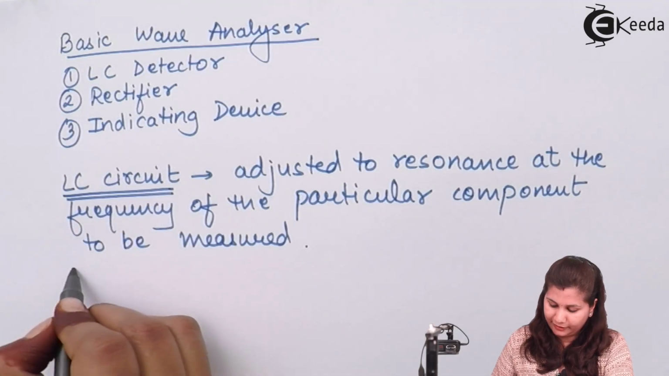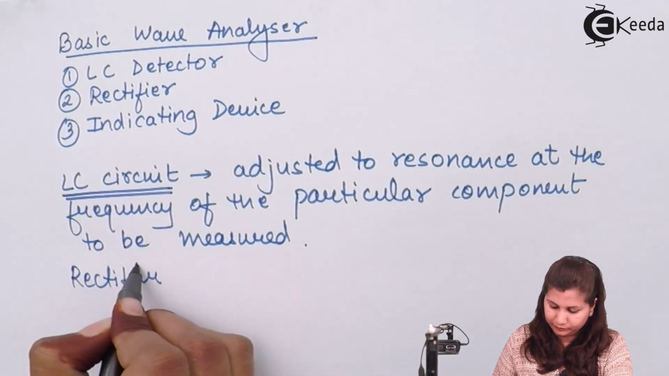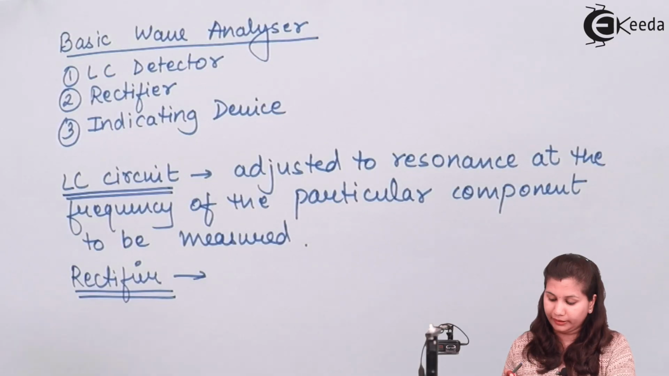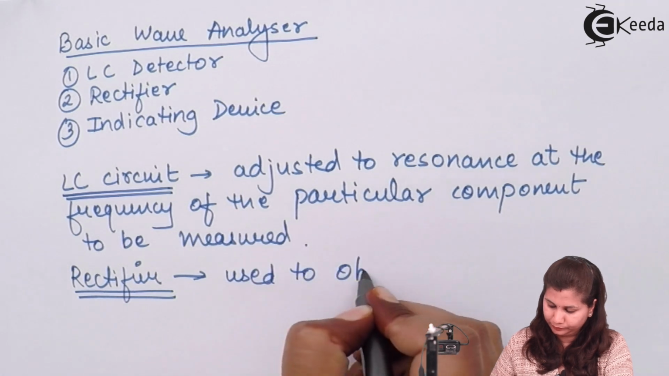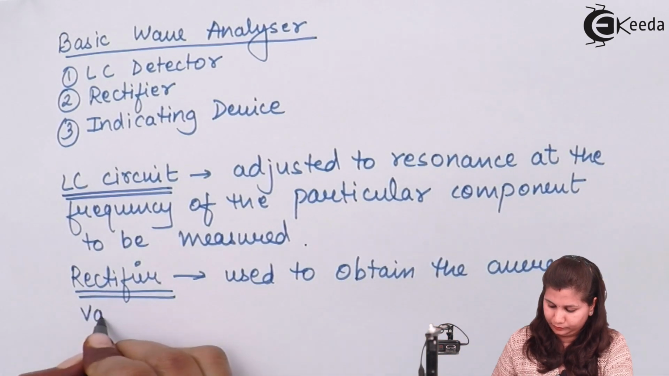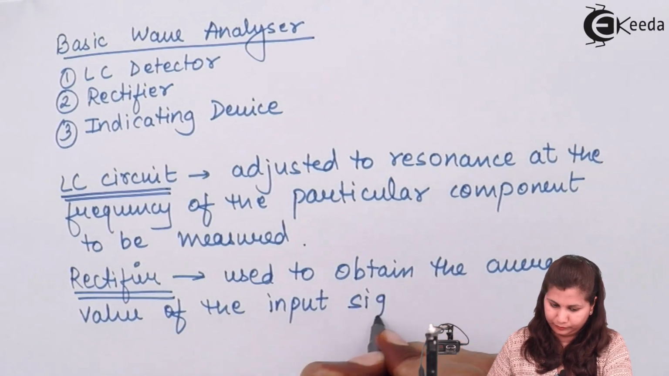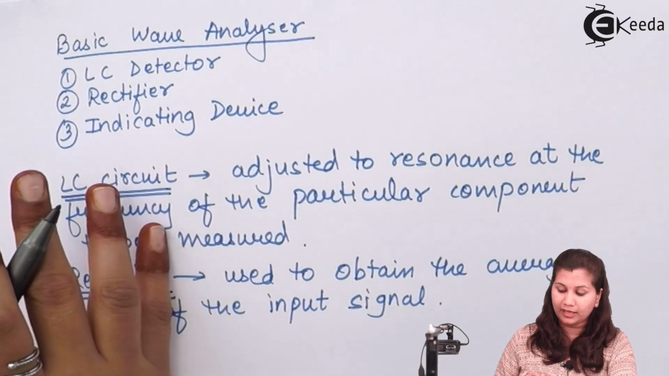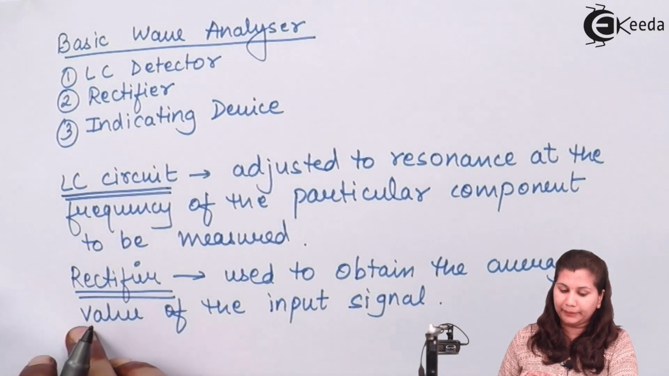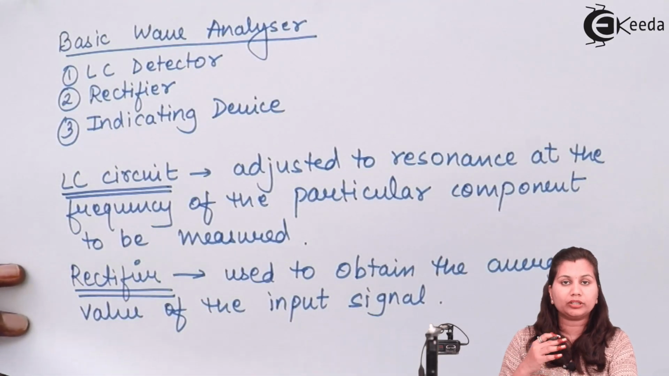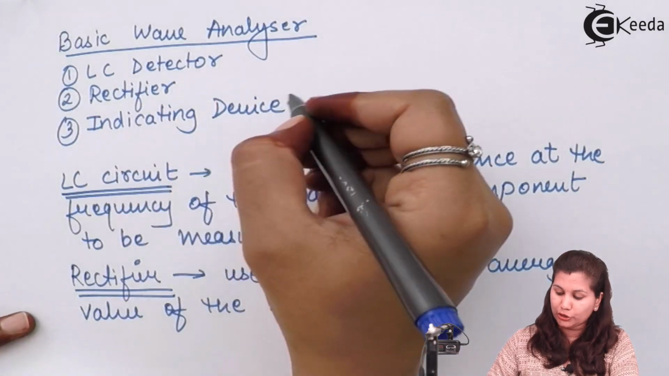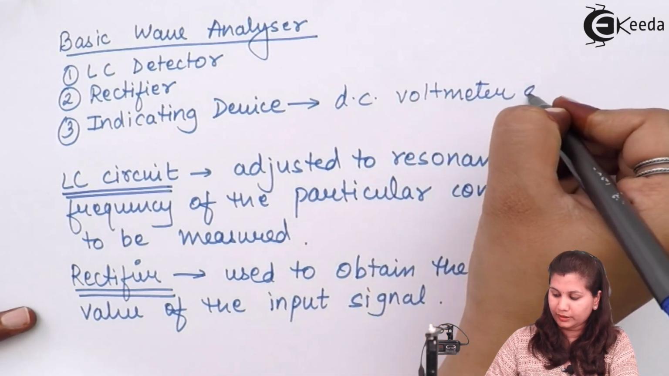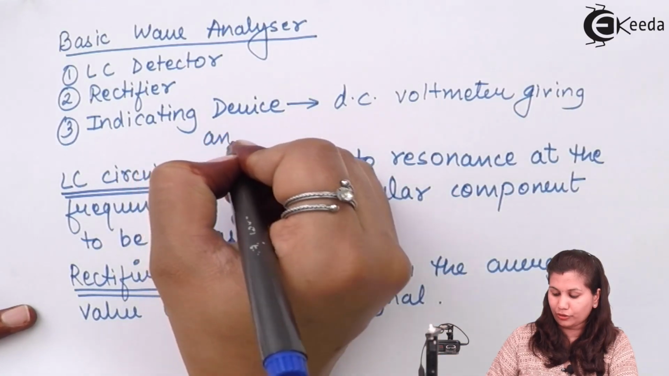Next we have the rectifier. The rectifier is used to obtain the average value of the input signal. After the rectifier, we have the indicating device, which is simply a DC voltmeter, and this DC voltmeter is calibrated to read the peak value of the sinusoidal input voltage, or the amplitude of the input signal. So this indicating device is a DC voltmeter giving an indication of amplitude.